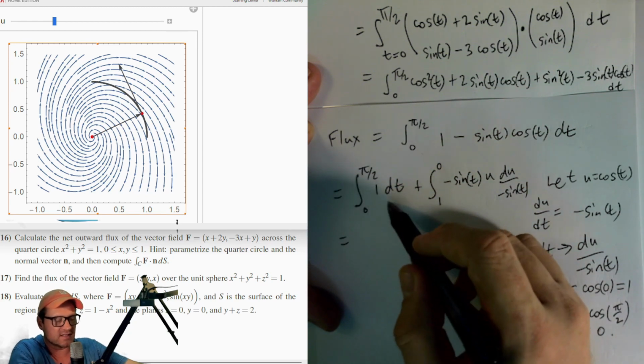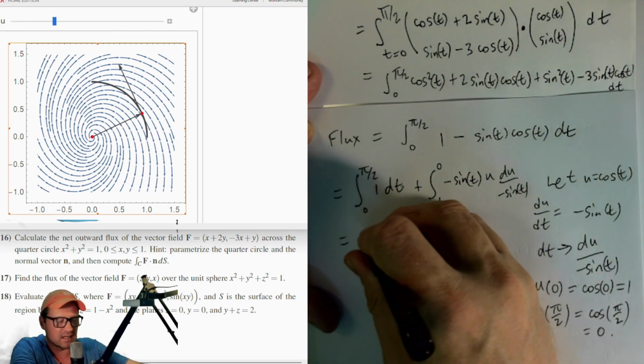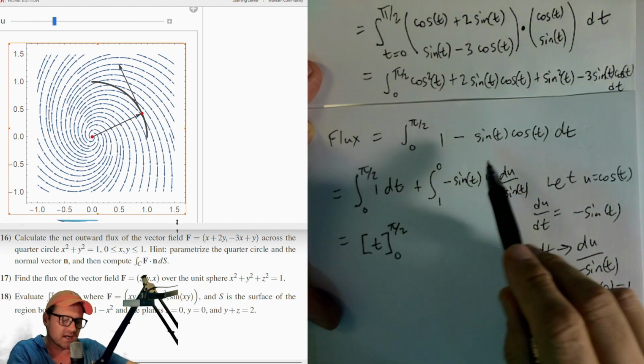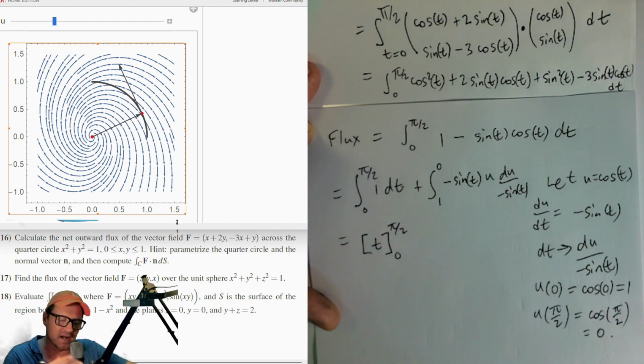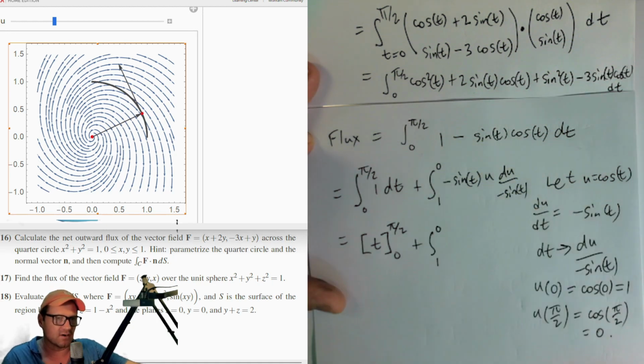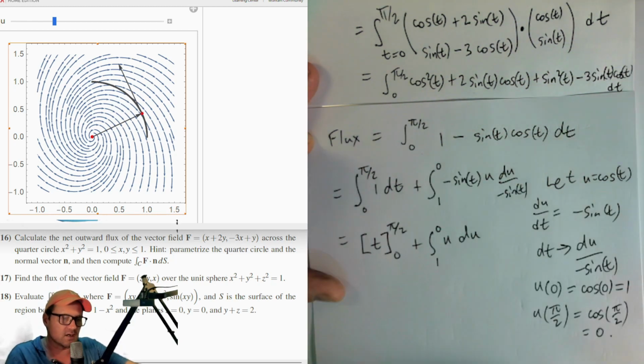Okay, so simplifying this, integrating the 1 with respect to t, we have t from 0 to pi on 2, and then over here we can cancel the minus sine t, and so we have the integral from 1 to 0. Now obviously 1 is greater than 0, so we can swap this around, but we'll just wait a moment. Integral of, there we go.